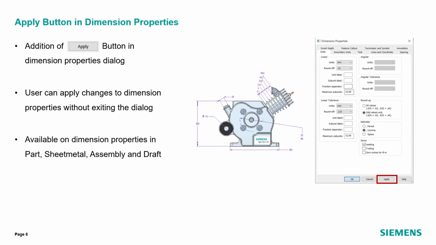Now we have the option to use the apply button for dimension properties. In the previous version, you had to first change the dimension property and hit OK to view all the changes. But now with the apply button, you can simply apply and see all the changes in the active window while your dimension properties window is open, so that if you want to make any change, you can simply go back and do the same again. This specific feature is available for parts, sheet metal, draft, and assembly environments.